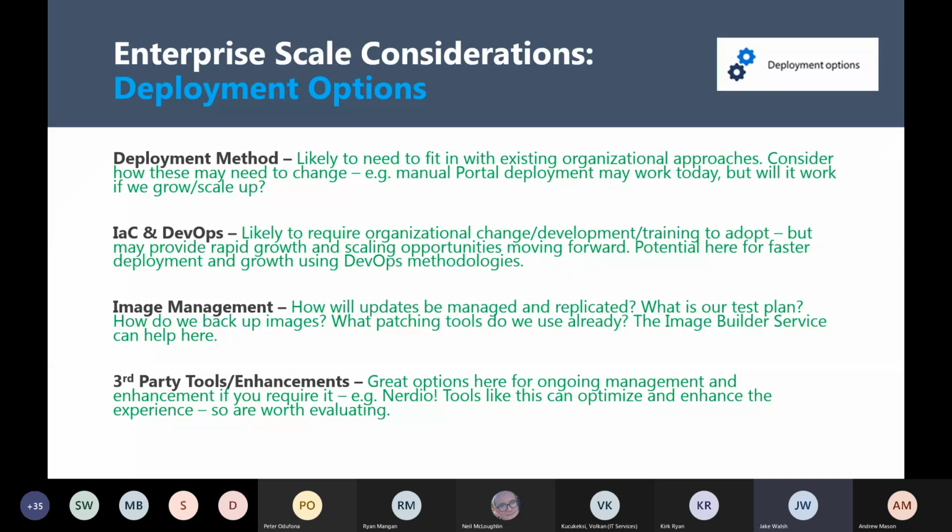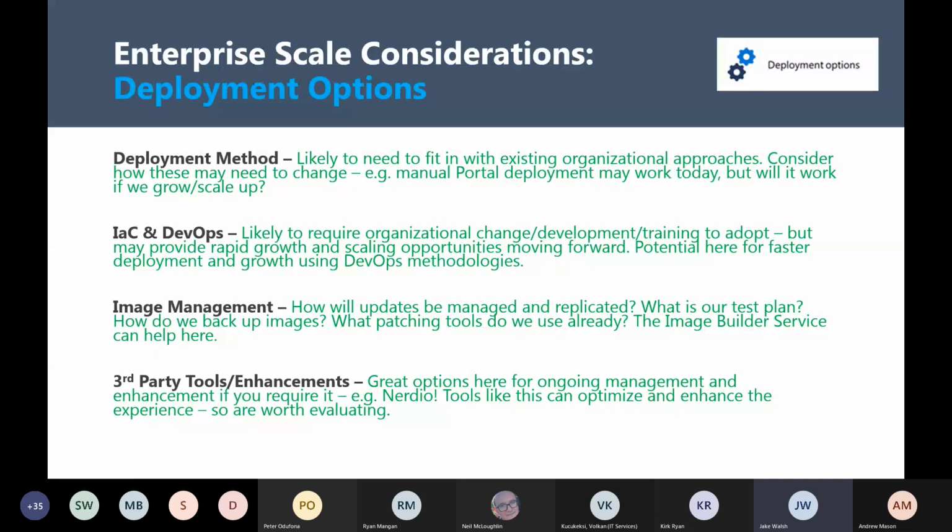Again, we come on then to infrastructure as code and DevOps. Are we in a position to make a change and go to that style of operation? It might provide rapid growth and scaling opportunities for us moving forward. A lot of those around the first two, deployment method and infrastructure as code and DevOps, are likely to be organizational questions. I know, as people who are used to working with technology, we're quite keen on new things. We like to play with shiny new toys, and these kind of new methodologies are often quite interesting to us, but sometimes the business needs to change with that, and that's sometimes a difficult thing for businesses to swallow. So again, something to consider if you are looking at moving forward.